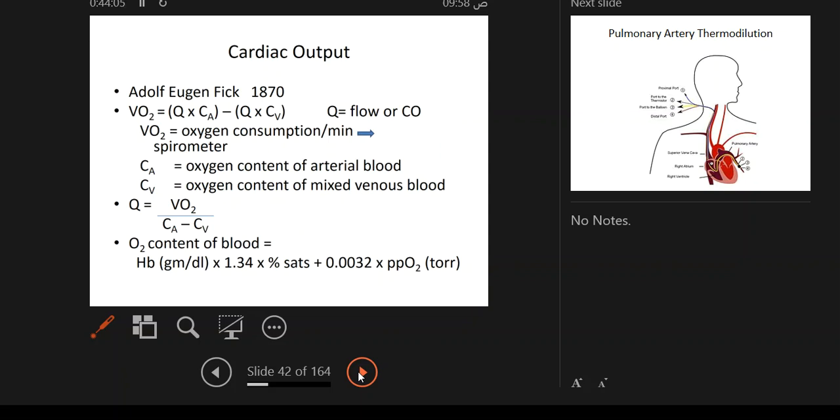And oxygen content equals hemoglobin, which is grams per deciliter, say 15, times 1.34, which is a constant, times percent saturation, plus another constant, times pO2, a whole big equation. That will give you the oxygen content.